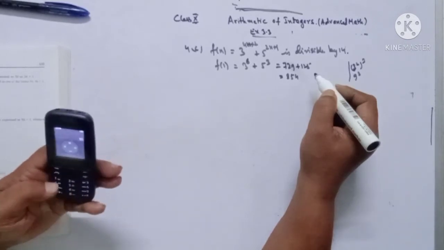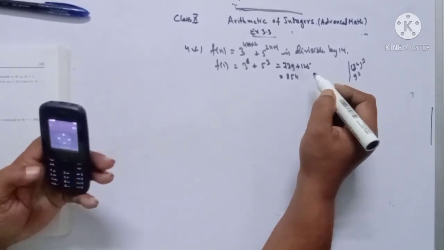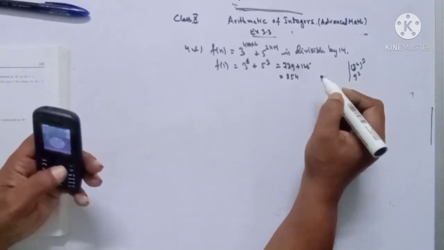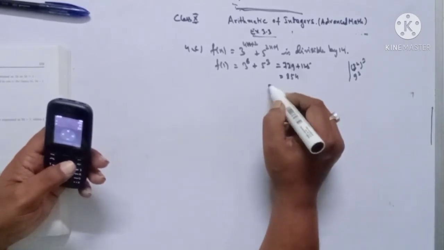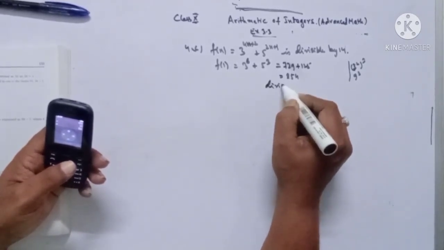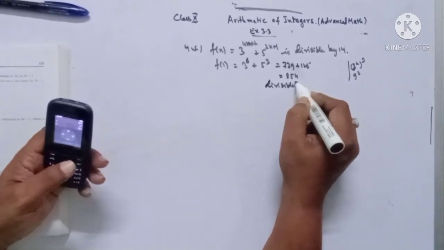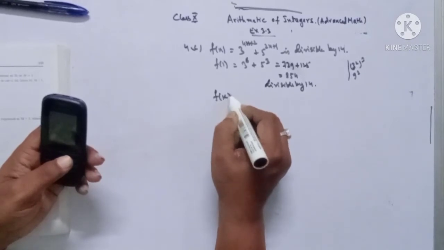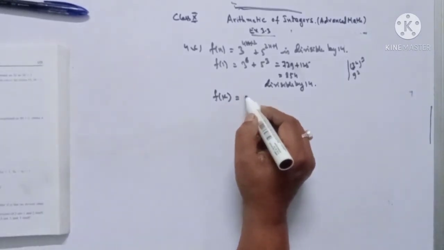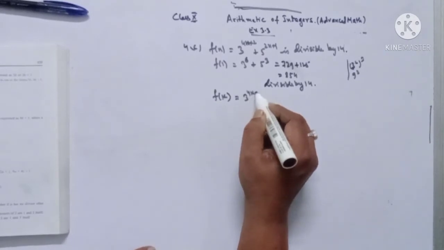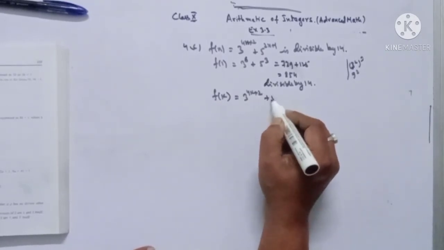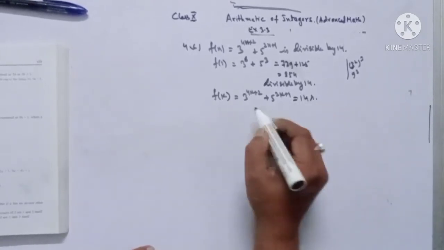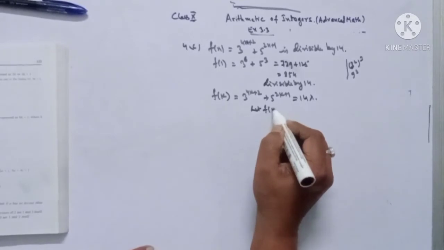854 divided by 14, that is 61. It is divisible by 7, and this is divisible by 14. Now for n is equal to k, f k will be 3 to the power of 4k plus 2 plus 5 to the power of 2k plus 1, and this is equal to 14 lambda. Let your f k be true.